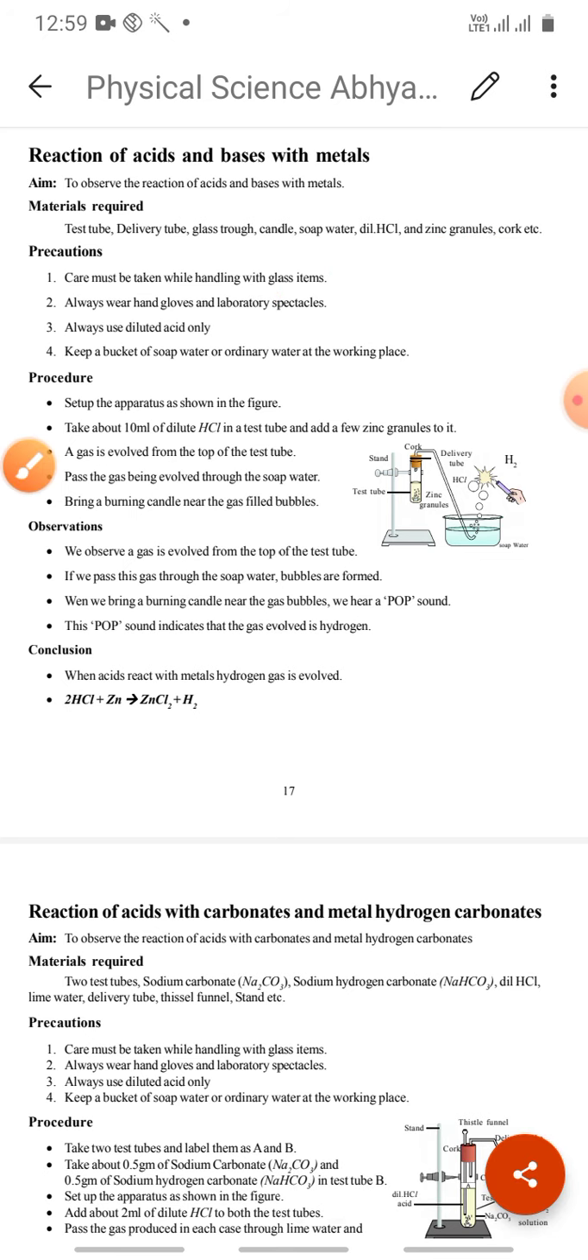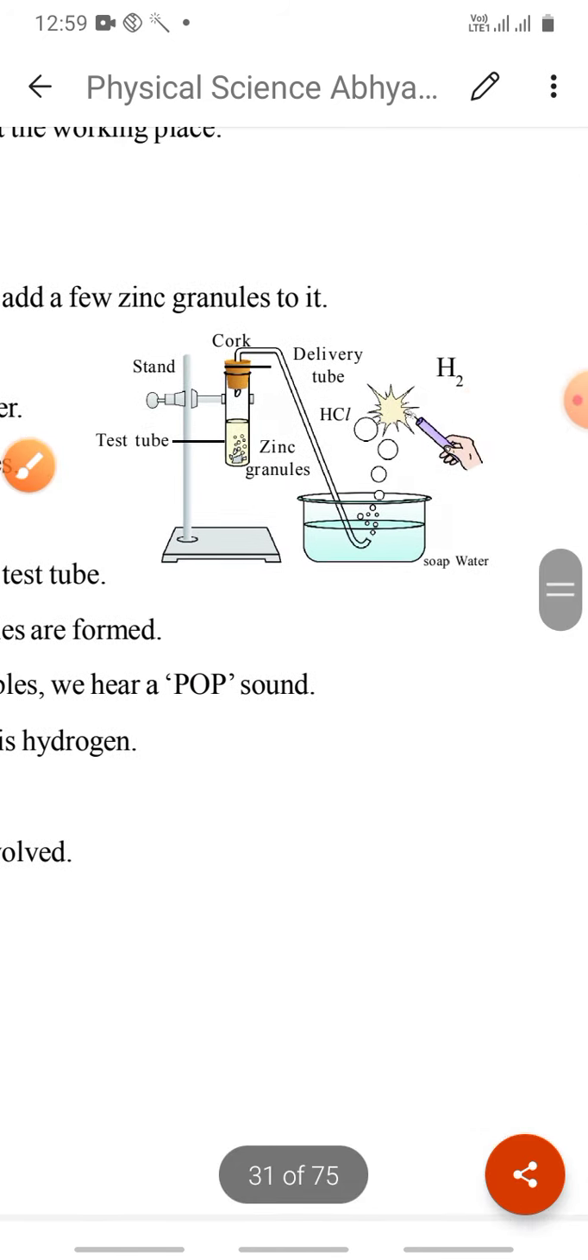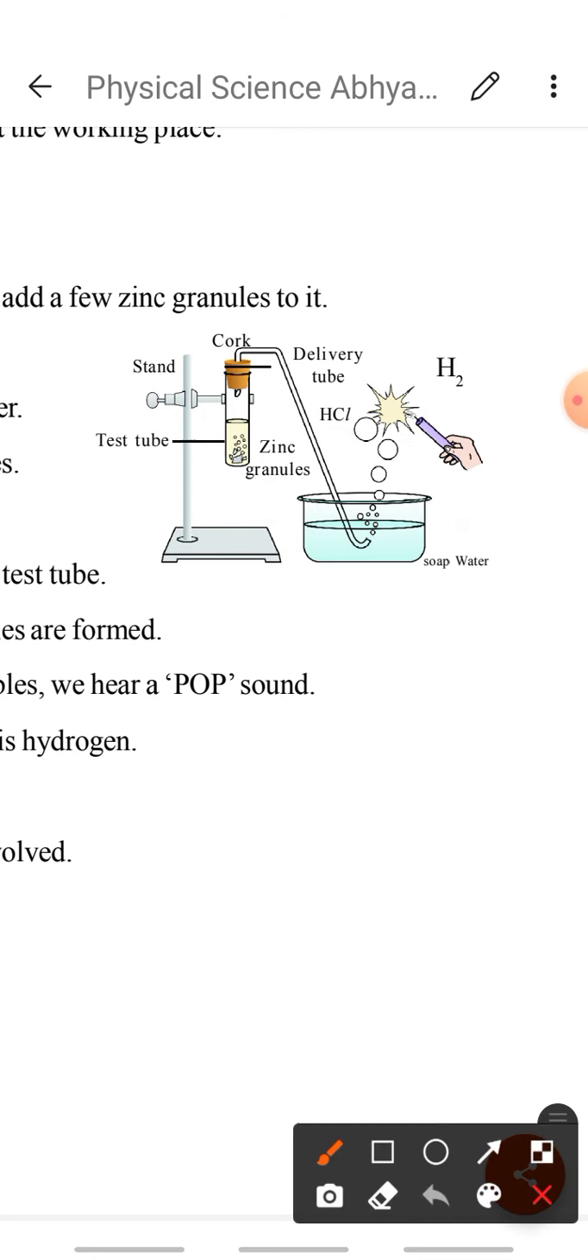So now, how to conduct the experiment and how the apparatus is arranged. You see in this diagram, this is the test tube stand. This is a clamp. To this clamp we fix a test tube, with a cork that has one hole in which a delivery tube is inserted. This delivery tube passes into the trough containing the soap water.